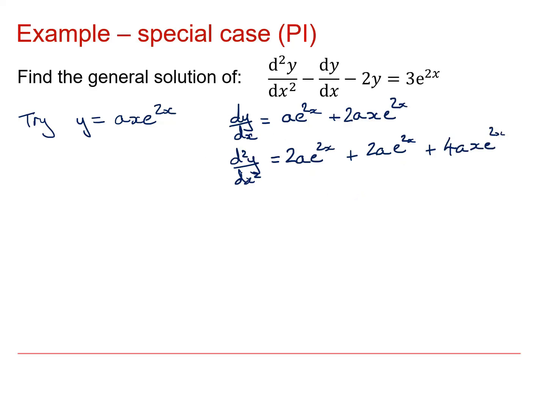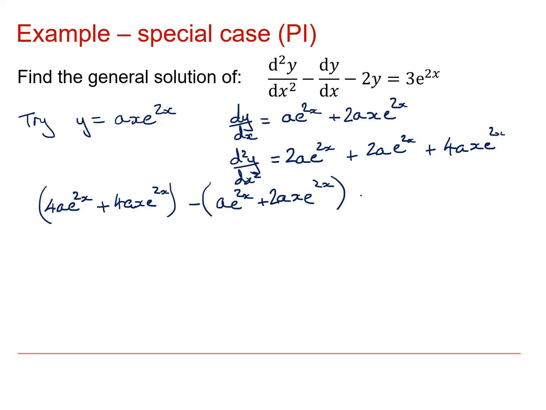Now if we substitute these bits into the original equation, then I'm going to get 4a e to the 2x plus 4ax e to the 2x. That's from the d2y bit. I'm going to get minus a e to the 2x plus 2ax e to the 2x.